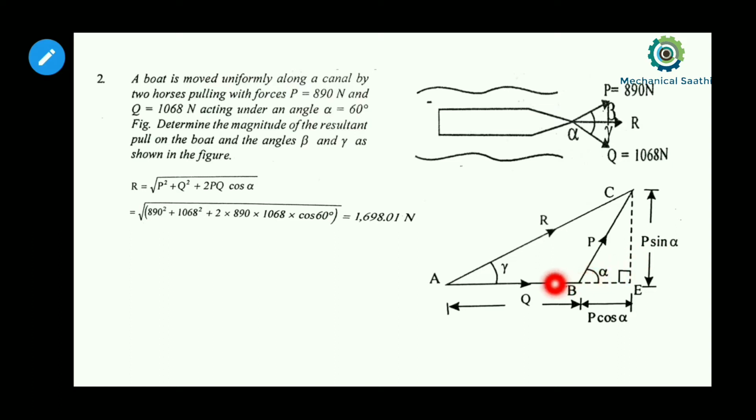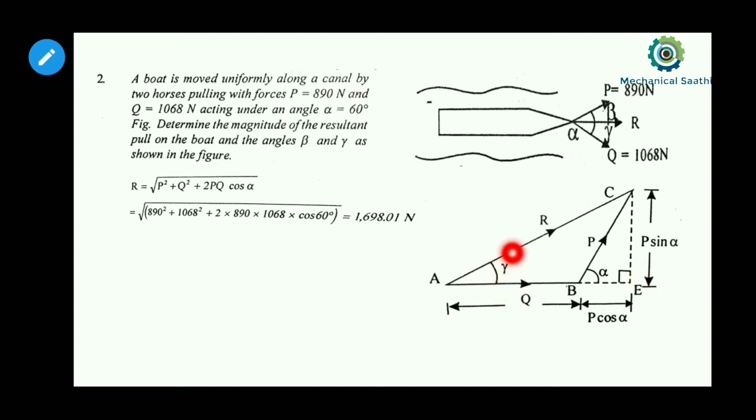Likewise, if we take cos alpha, it will give us BE by P. Again, we are trying to find the value of BE, and it will give us P cos alpha. So as of now we have found the values of BE and CE. Now, our important task is to find the value of gamma.